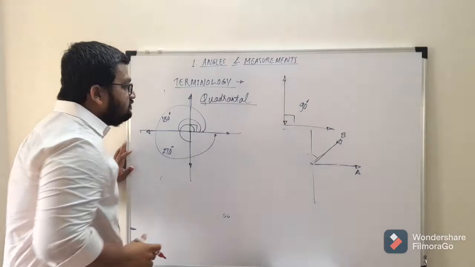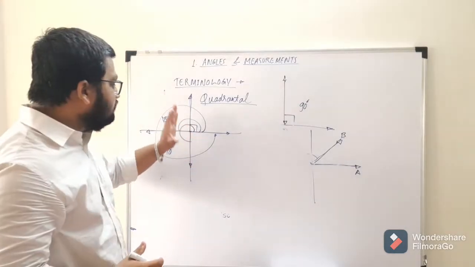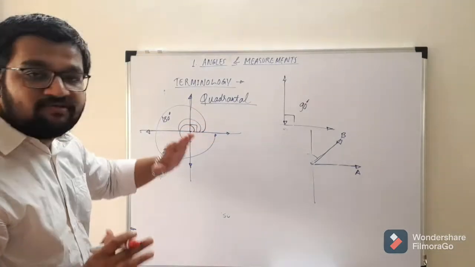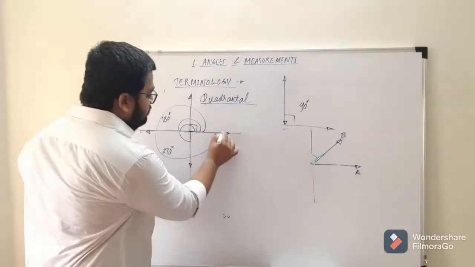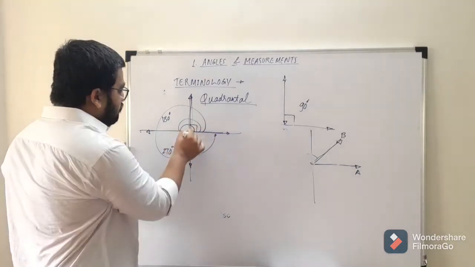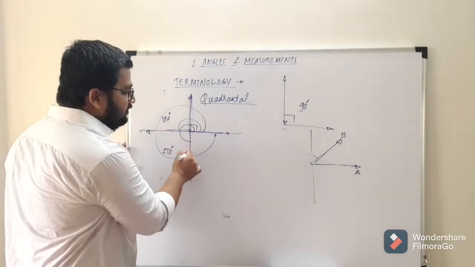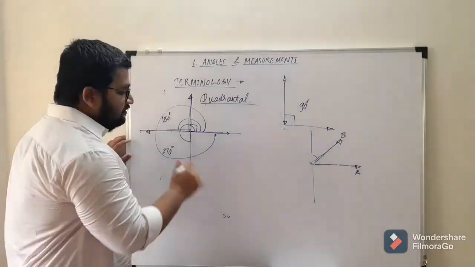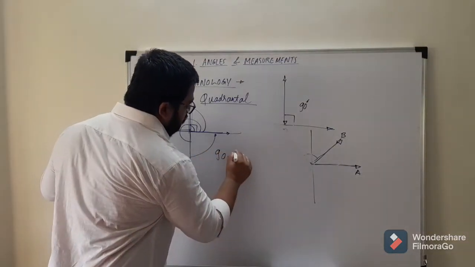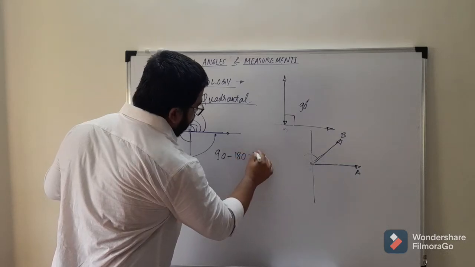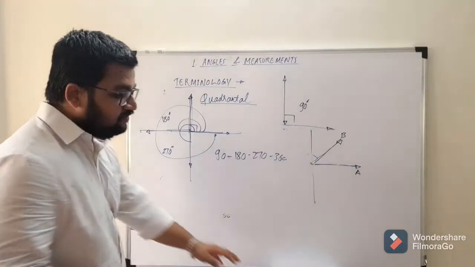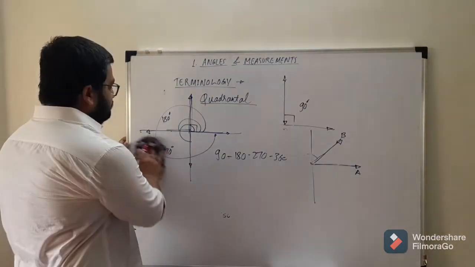In the quadrantal angles, the difference between successive arms is always 90 degrees. That is, this is the initial arm, this is the terminal arm, 90 degrees. Again from here to here 90, here to here 90, here to here 90. So angles can always be either 90 or 180 or 270 or 360 and so on. So this is a quadrantal angle.